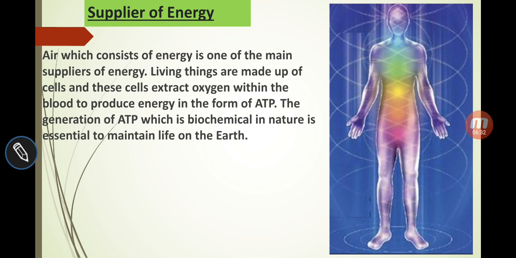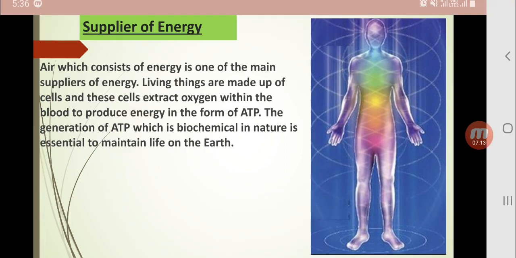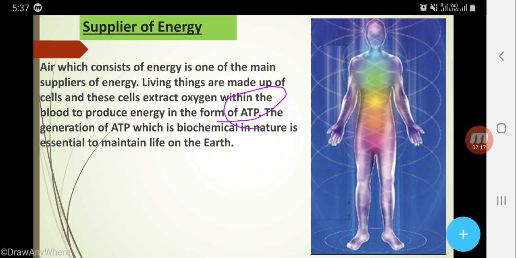Supplier of energy. Air is one of the main suppliers of energy. Living things are made up of cells. These cells extract oxygen from the blood to produce energy in the form of ATP, adenosine triphosphate. Already we have discussed assimilation, because in nutrition there are five processes: ingestion, digestion, absorption, and the fourth one is assimilation. During assimilation, oxygen reacts with digested food, meaning glucose, producing energy. So ATP is produced as the energy currency. Its name is adenosine triphosphate. Clear?